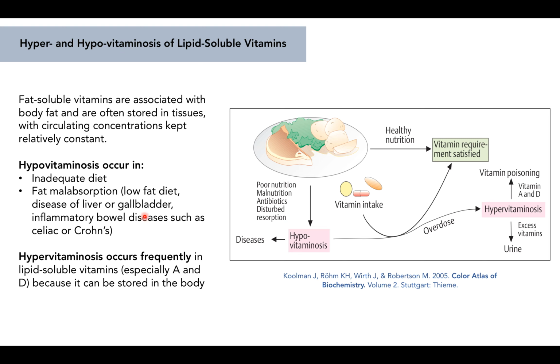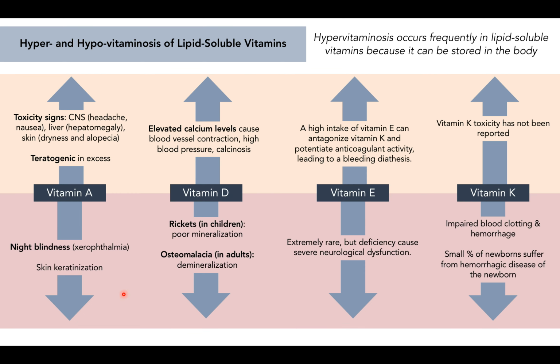Whereas hypervitaminosis of the A, D, and K vitamins is also very common because these can be stored in the body. So we also have to be careful about the intake of these lipid-soluble vitamins, because there is a tendency for these to be stored in the body, and that's quite dangerous if we store too much, and this can create hypervitaminosis. So what happens in the case of hyper- and hypovitaminosis?